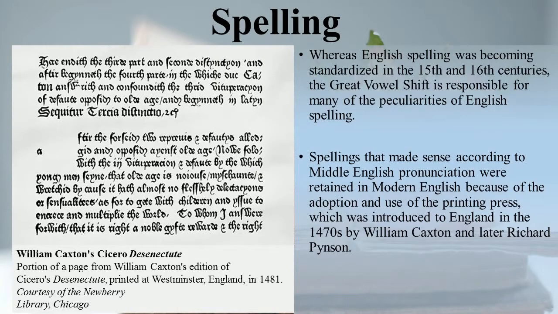Whereas English spelling was becoming standardized in the 15th and 16th centuries, the Great Vowel Shift is responsible for many of the peculiarities of English spelling. Spellings that made sense according to Middle English pronunciation were retained in Modern English because of the adoption and use of the printing press, which was introduced to England in the 1470s by William Caxton and later Richard Pynson, and when William Caxton started printing at Westminster in the late summer of 1476.